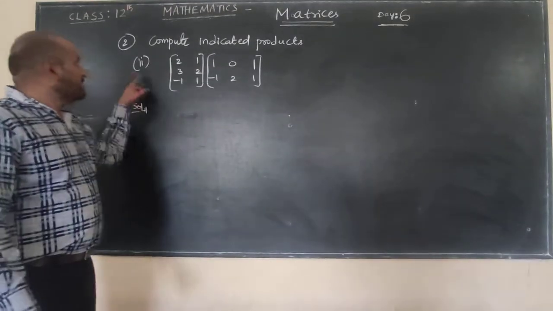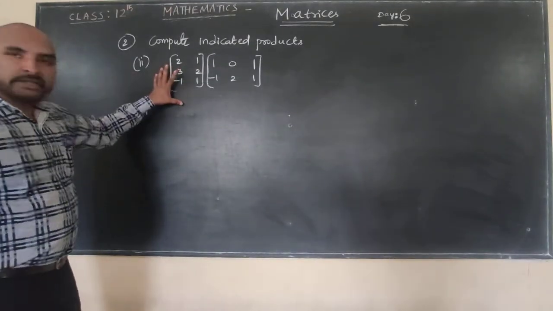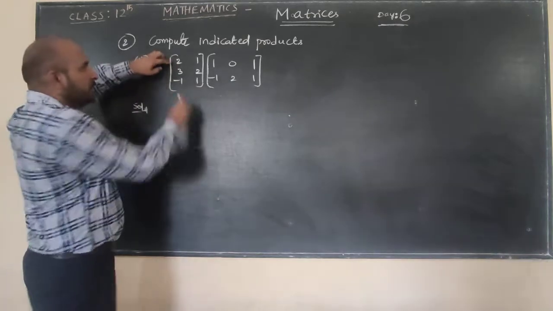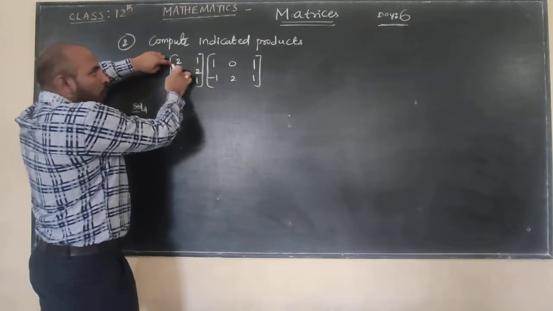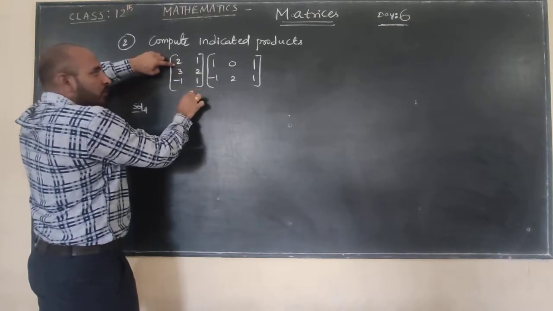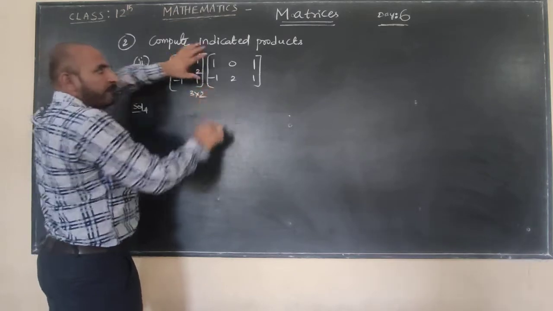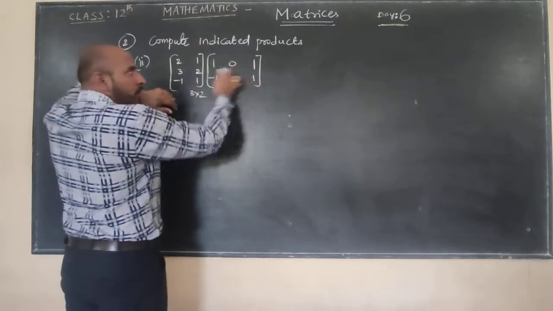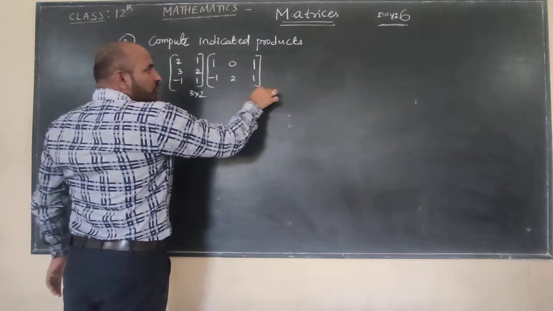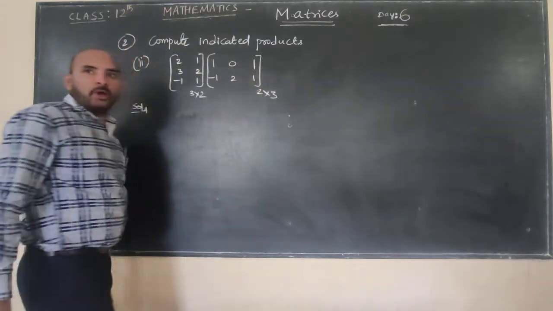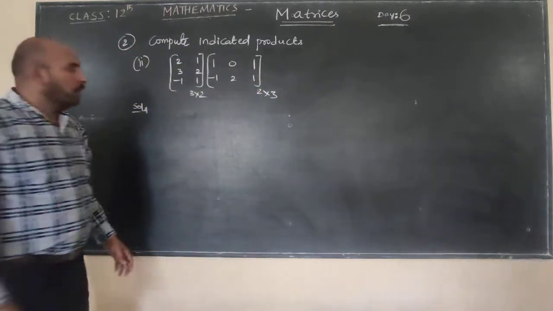Now coming to the second bit. This is one matrix. What is the order for this? First matrix order. How many rows here? 1, 2, 3. 3 rows and 2 columns. For this second matrix, how many rows here? 2 rows and 3 columns. Is the product possible or not?